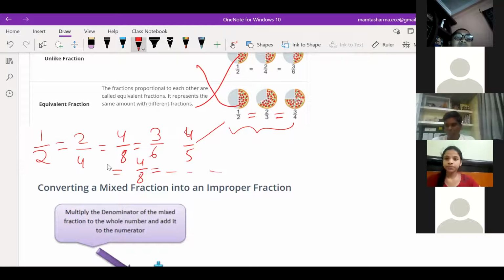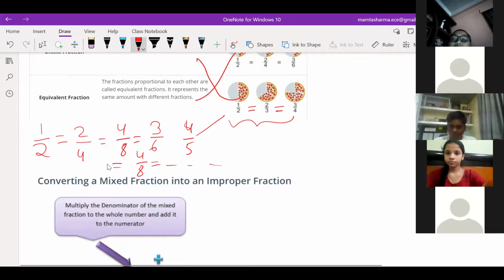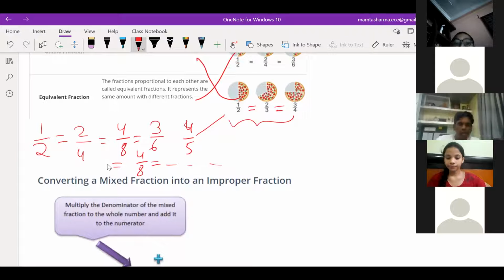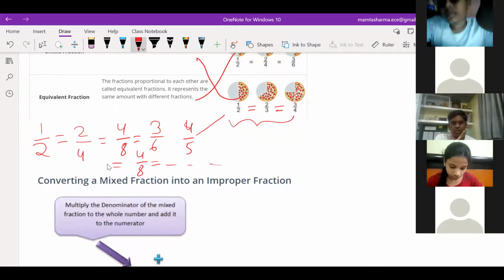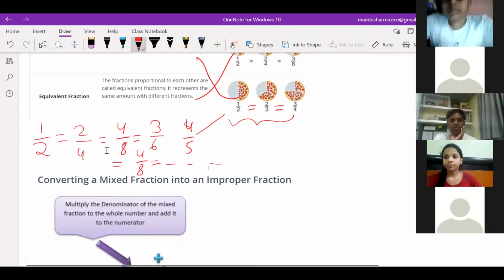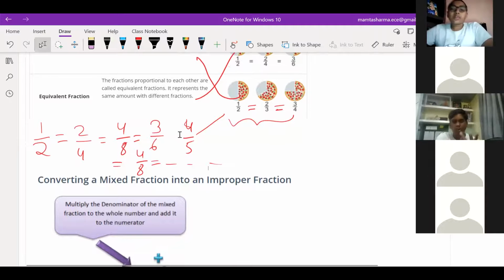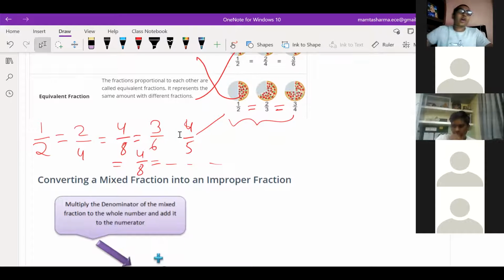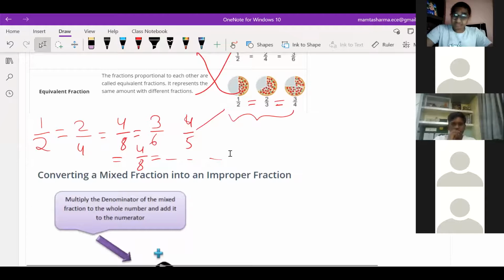Ma'am, 2 is divisible for even numbers. We should use the divisibility rules to see that. How many numbers will be equivalent to 1 by 2? Ma'am, all the even numbers, we can adjust 1 by 2 to 2 by 4, 3 by 4. How many even numbers exist? Infinite even numbers exist. So we can say there will be infinite equivalent fractions of this term, 1 by 2.